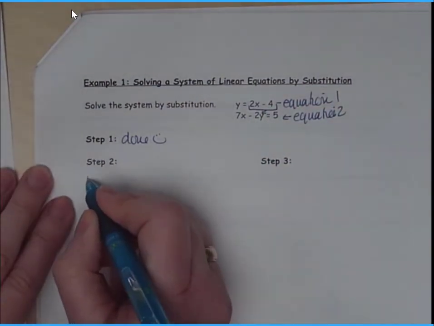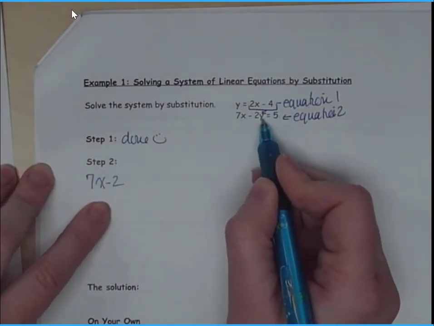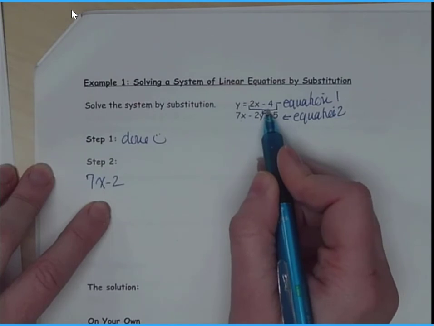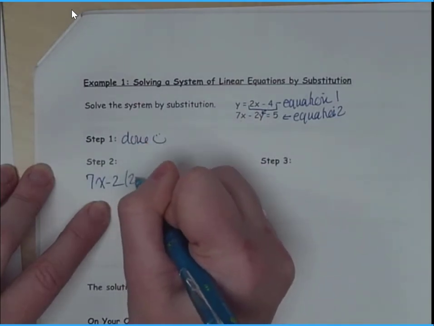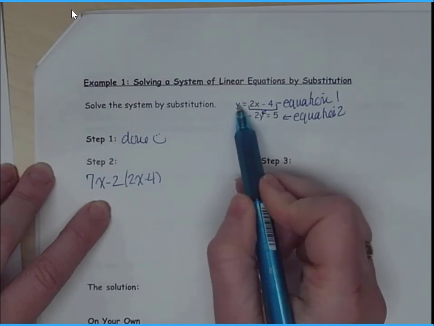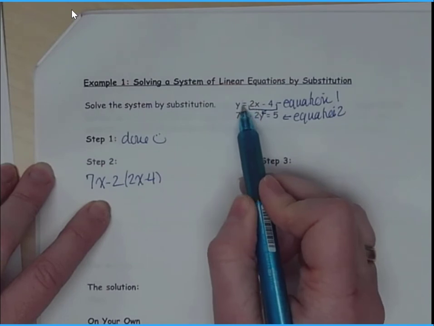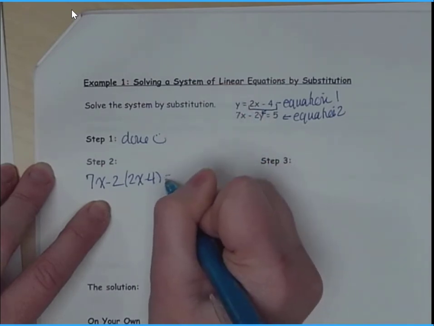So we have 7x minus 2, which is that first part. Now I'm going to replace this y with 2x minus 4. Why? Because it told me that this y is equal to that. So remember, they have the same value. That's what that equal sign means.